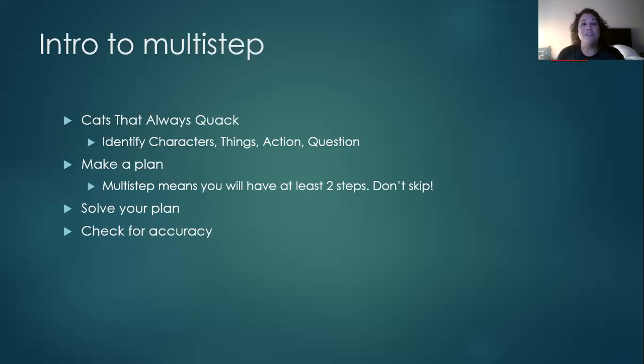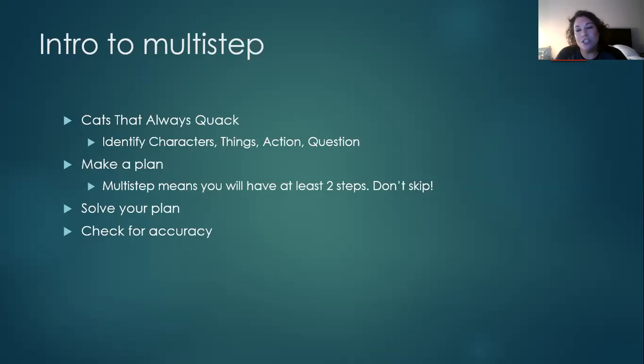So our intro into multi-step problem solving. I want to remind you of cats that always quack. And again, if you're not in my homeroom and you're not too familiar with this, cats that always quack is just an easy way for us to remember that we want to identify the characters, the people who might be in the story. Sometimes there are no characters. Sometimes we just have things that we're talking about. The things are what the problem is normally about. The action can mean addition or subtraction for us so far. We're looking for things that are happening in the word problem that will either mean addition or mean subtraction.